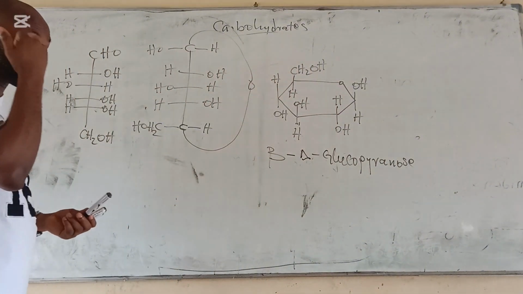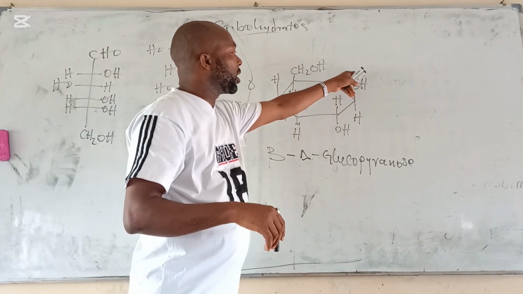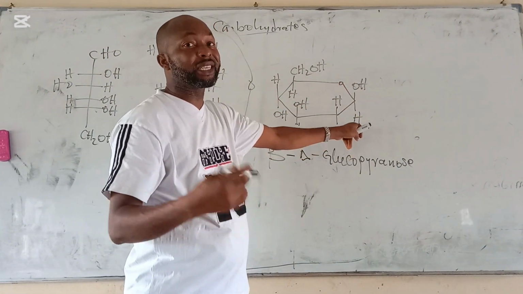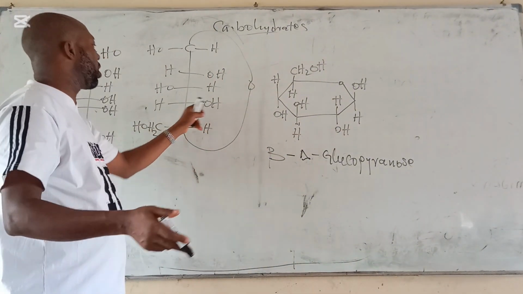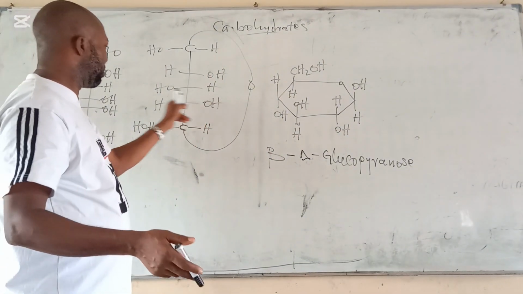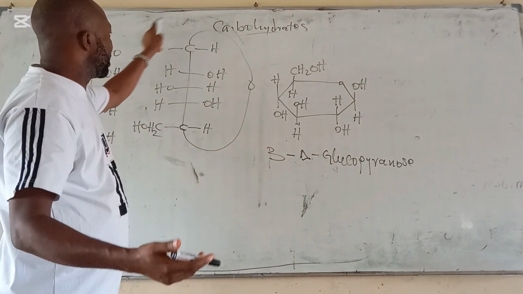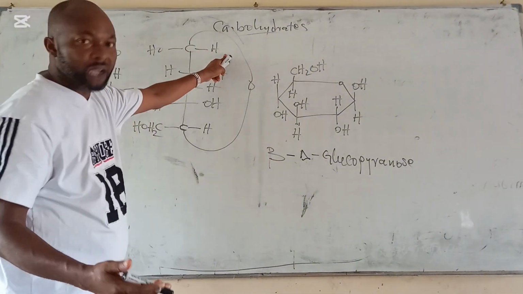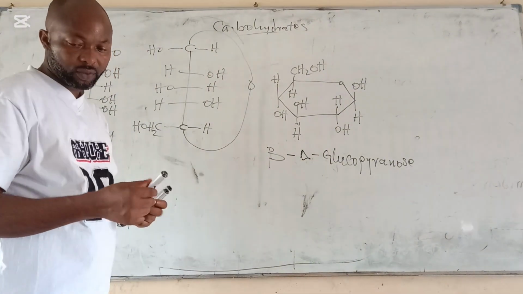So this is a beta structure where the OH is this way. If the OH is down, it's alpha. And these are all D. If I put the OH this way, it is L. Beta, if it is this way, it is alpha. Do not forget that. We are going to use it very soon.